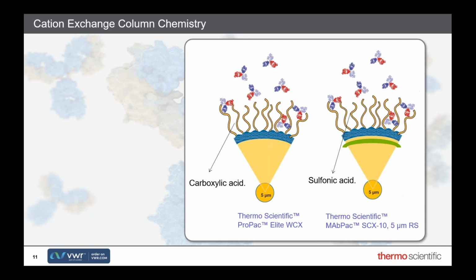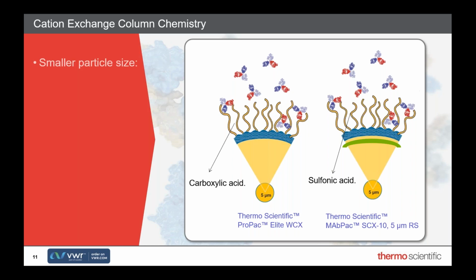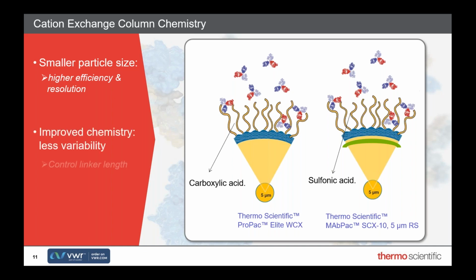So let's take a bit more of a look at some of those different chemistries. Weak exchangers can change ionization and therefore change the charge, so they have an inherent buffering capacity. Strong exchangers don't do this. And of course, selectivity can be different for each ion exchange type. The smaller particle size with more of the recent column types typically have higher efficiency and higher resolution, and we'll take a look at an example of that a little further on.